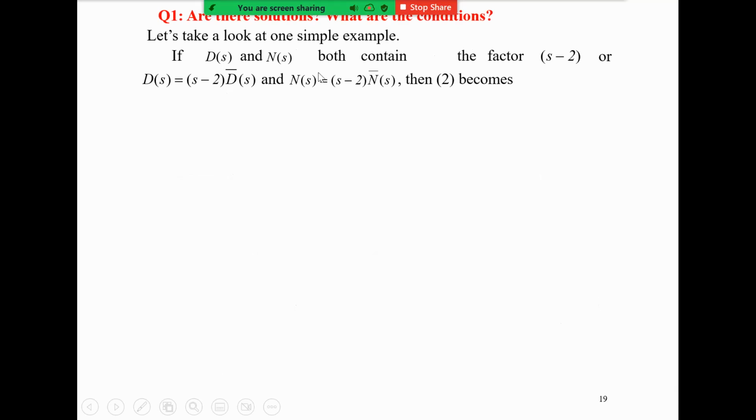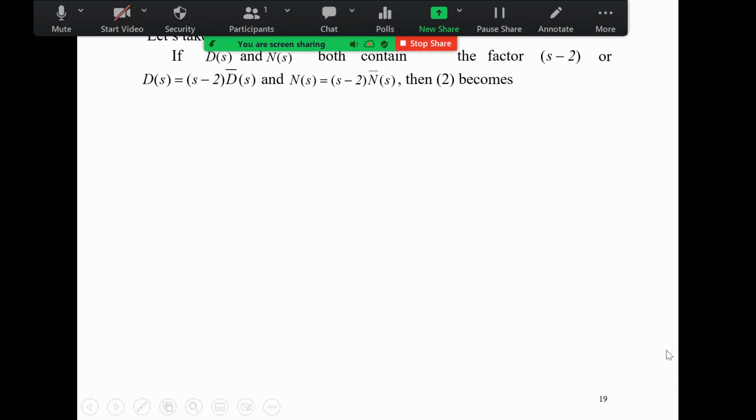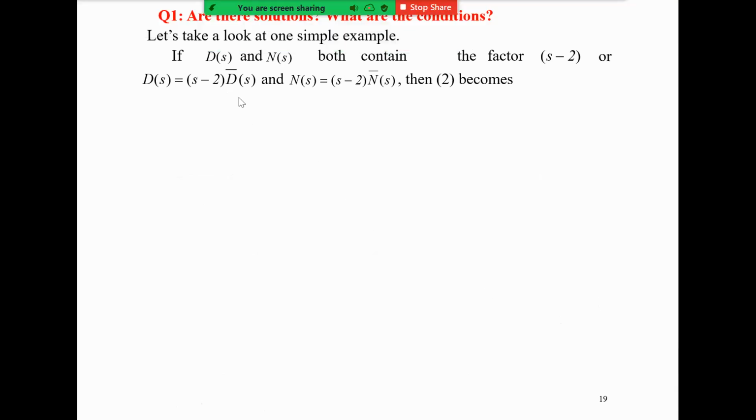The example shows what could be the consequence if there are common factors in the transfer function of the system. So we say D and N are the polynomials of the transfer function of the system. If they contain a common factor, s minus 2, in other words, D(s) can be written as (s-2) times D bar, another polynomial, and N can be written as (s-2) times another polynomial N bar.